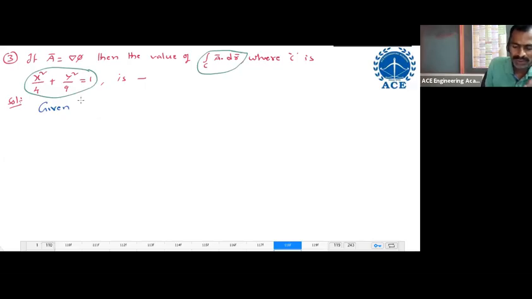But here the vector function is not given directly; indirectly it is given that a bar equal to del phi. If any vector is written as the gradient of a scalar function, from this we can say that it is irrotational, which implies a bar is irrotational.